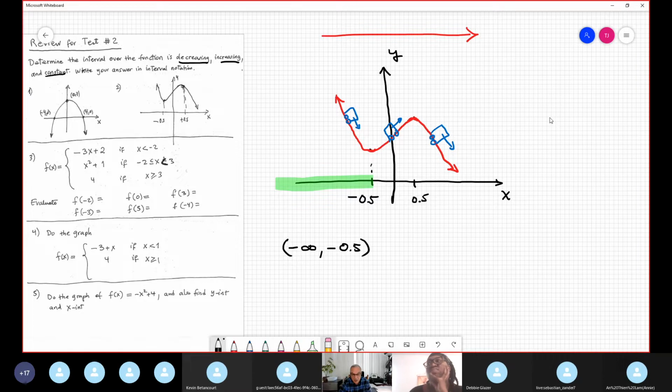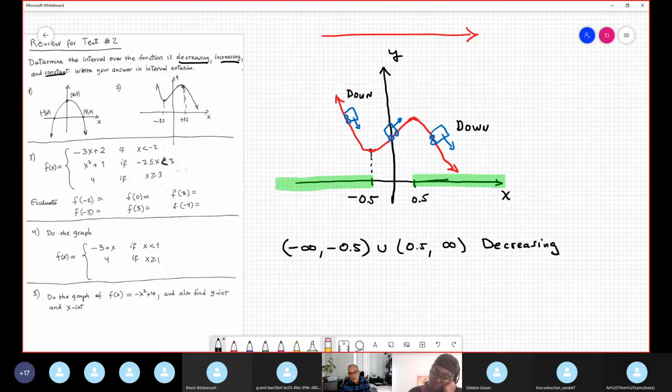Never include the transition point, because in this case this point is a local minimum. But I don't care about that. This is decreasing, but it's decreasing also here. Look at that. From positive 0.5 to infinity, it's also decreasing because the roller coaster is going down, down, down. Entonces, to complete the idea, the decreasing is the union of negative infinity to negative 0.5 and positive 0.5 to infinity.